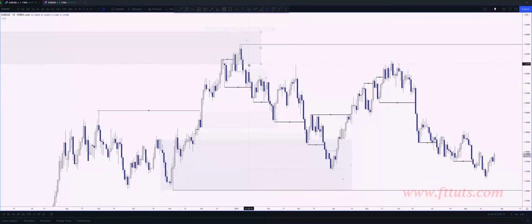But what did it want to do? It wanted to come up to try and mitigate some higher area of supply. Then we came down lower, and then we took out this low here, right? So there are unmitigated areas of supply over here, right? This candle here and this candle up here. In fact, what I'll do is draw it on.